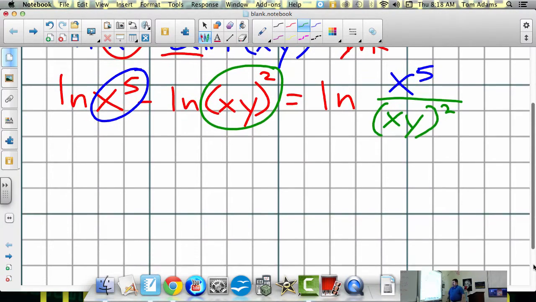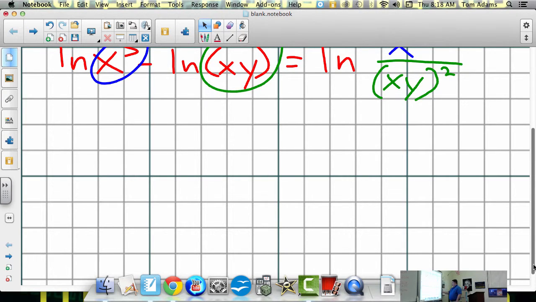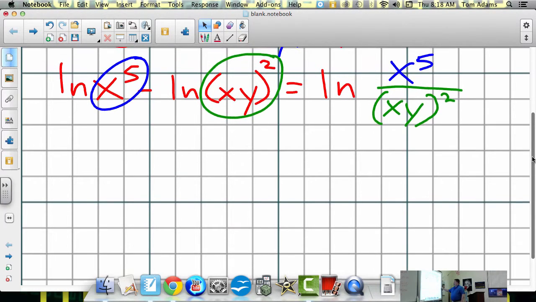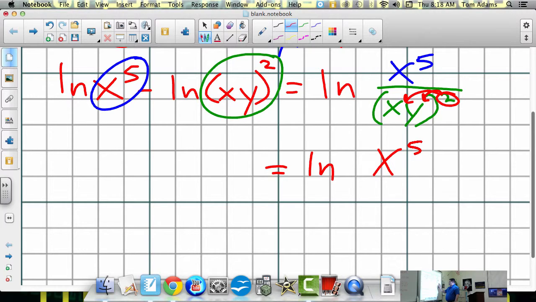All right, so now the only thing I don't like is I think I've got some x's on the bottom and some on the top. Now, I could distribute this through, right? Now, if I distribute that through, it's got to hit both the x and y. So really, I have the natural log of x to the 5th all over x squared y squared. I'm done, right? No. Everybody's going no.